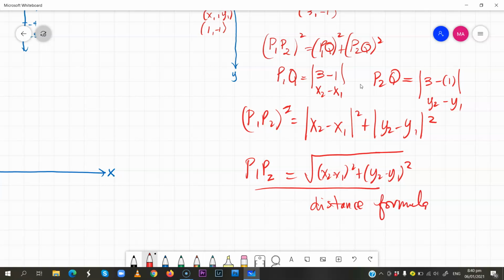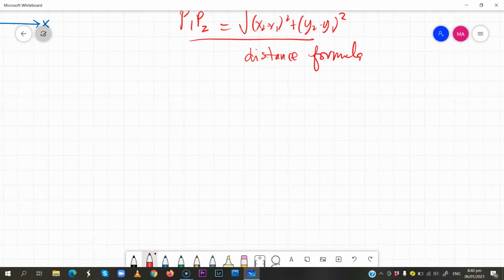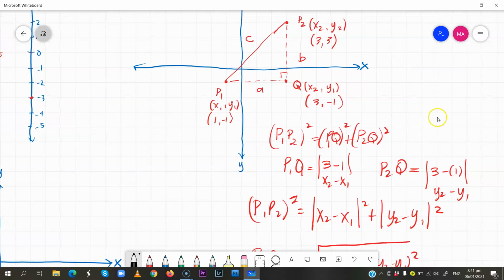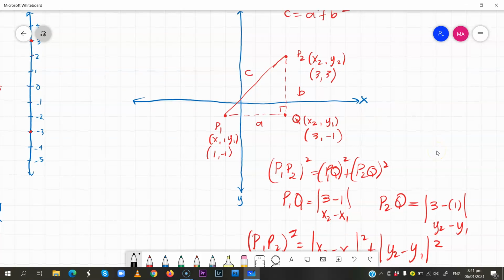Alright? Now let's have a few examples using the distance formula. Suppose we have point A with coordinates -3 and 1, and point B with coordinates 0 and 5. We're going to plot this in the coordinate plane. Again, -3 and 1 is here, and 0 and 5, 1, 2, 3, 4, 5 is here.